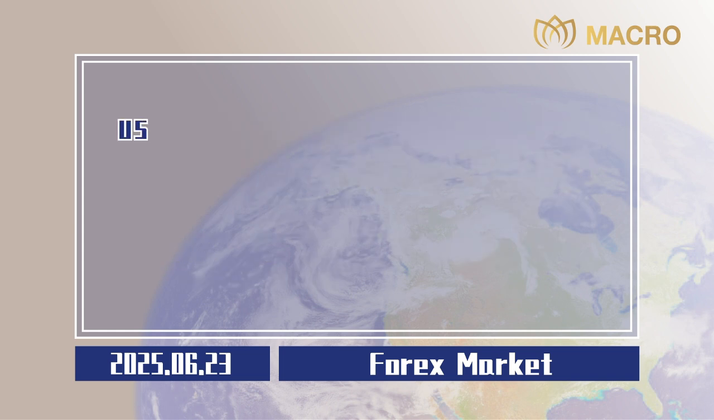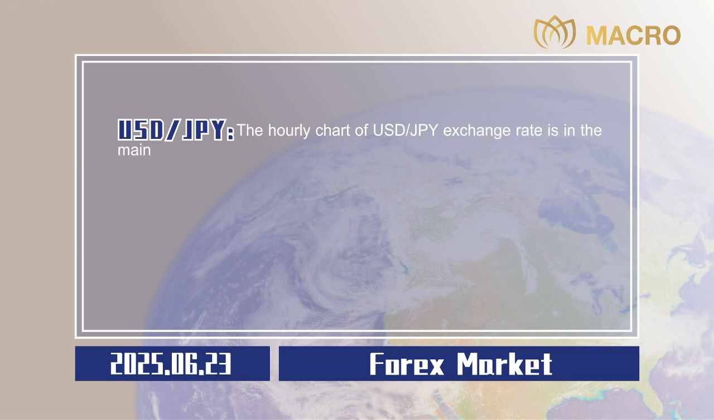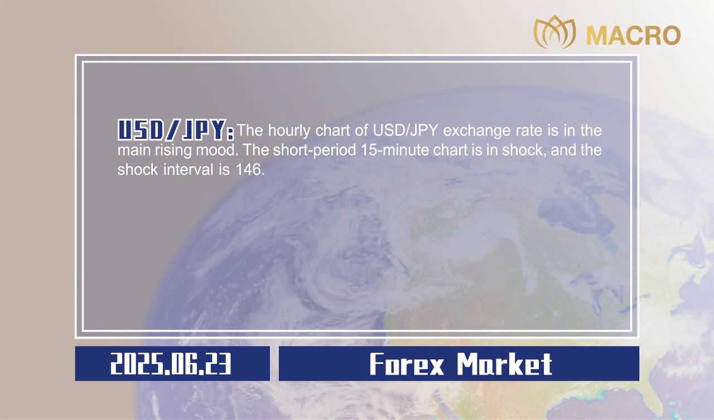US dollar to Japanese yen. The hourly chart of US dollar to Japanese yen exchange rate is in the main rising mood. The short period 15-minute chart is in shock, and the shock interval is 146.35 to 147.15.